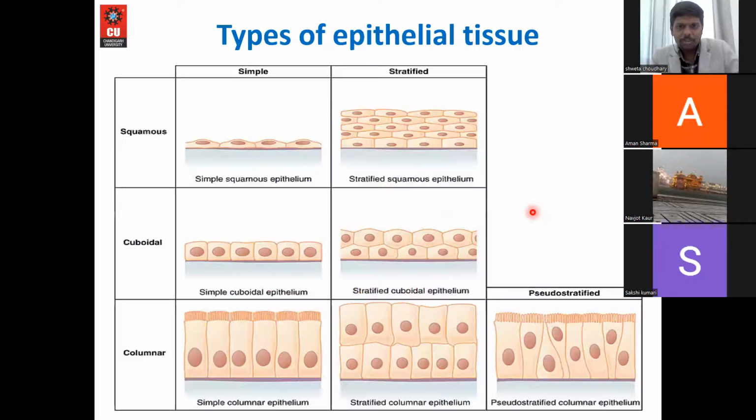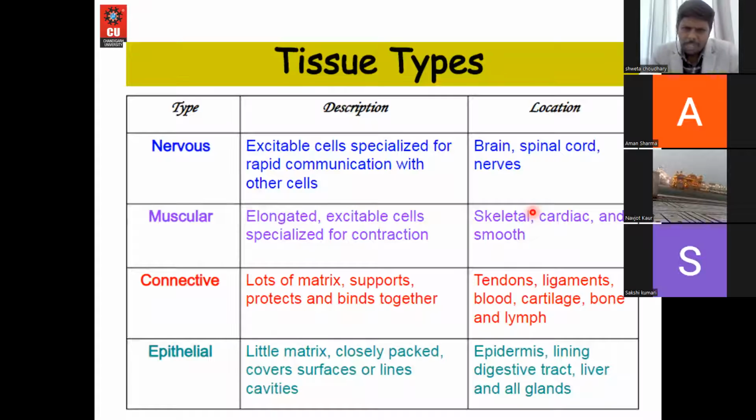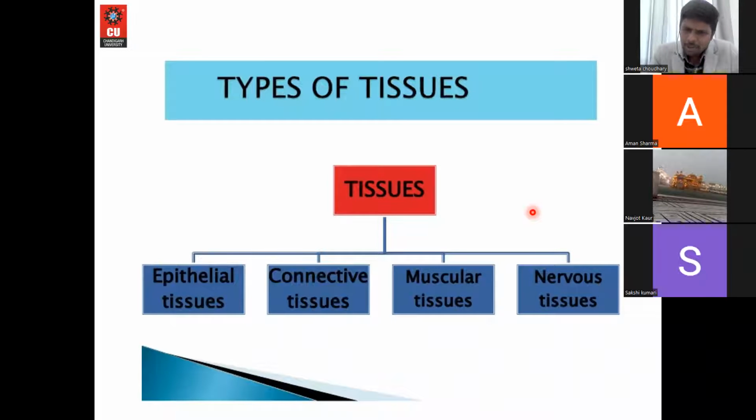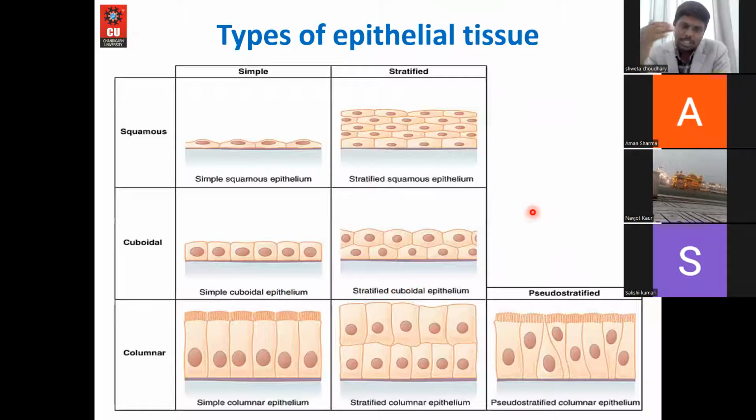Let me go slightly deeper on individual tissues, then we can start epithelial tissue. Usually, epithelial tissue is the tissue present on the outer membrane of organs or tissues. This epithelial tissue is broadly classified into three types, and these classifications are further divided into two types.